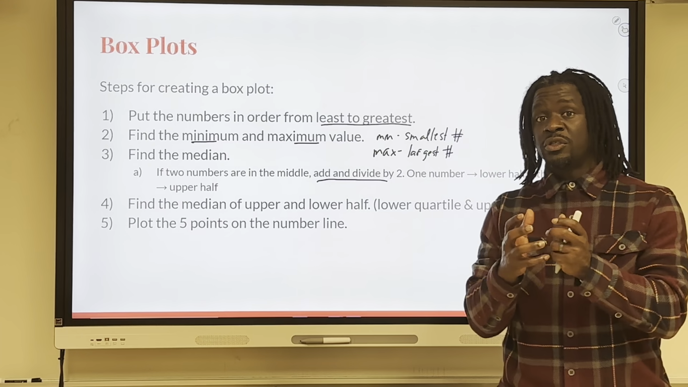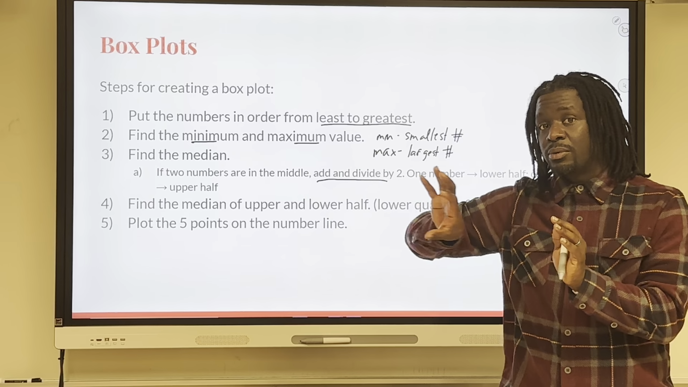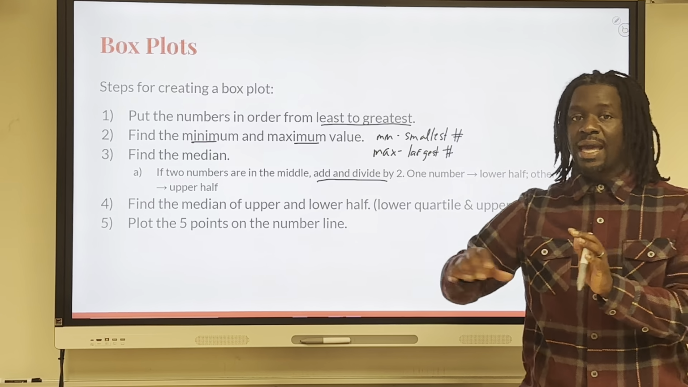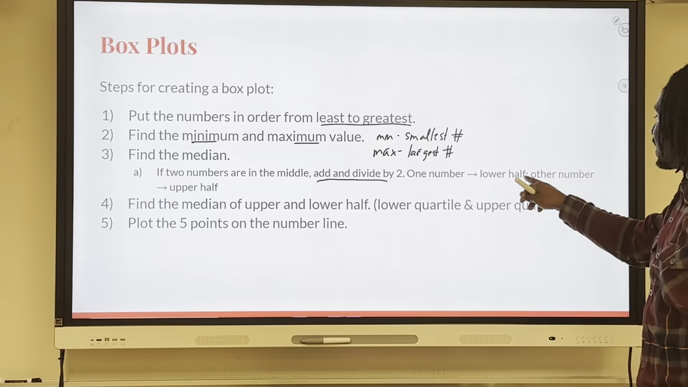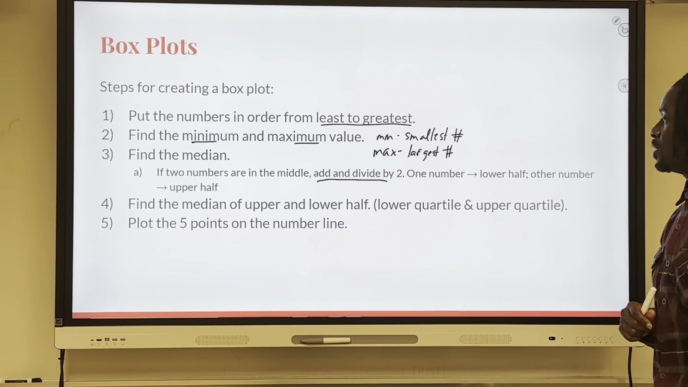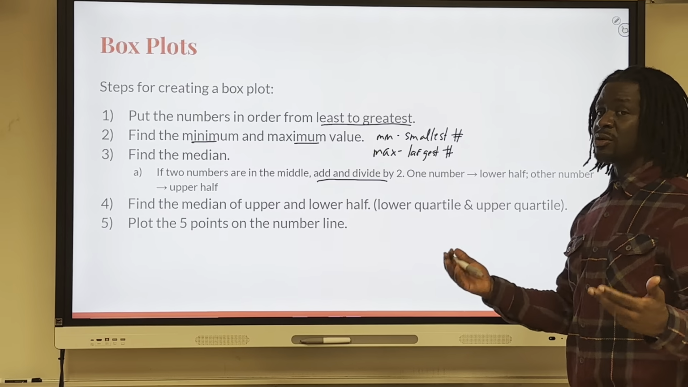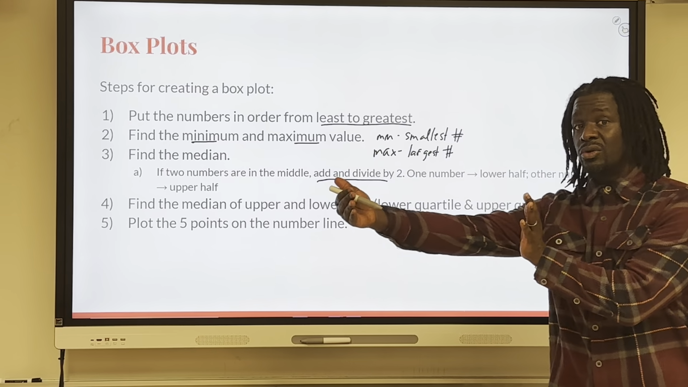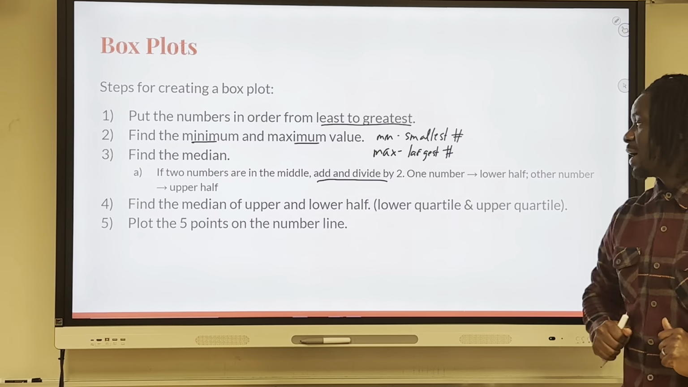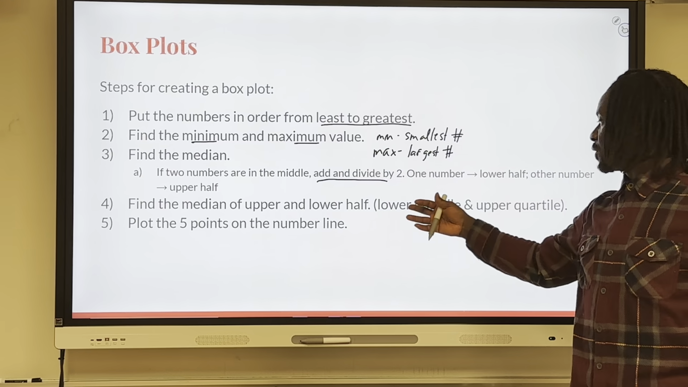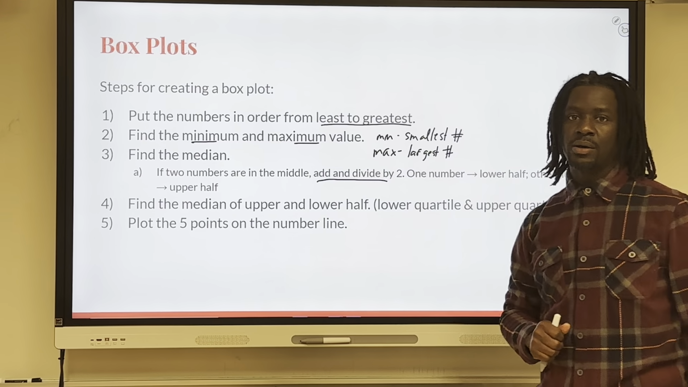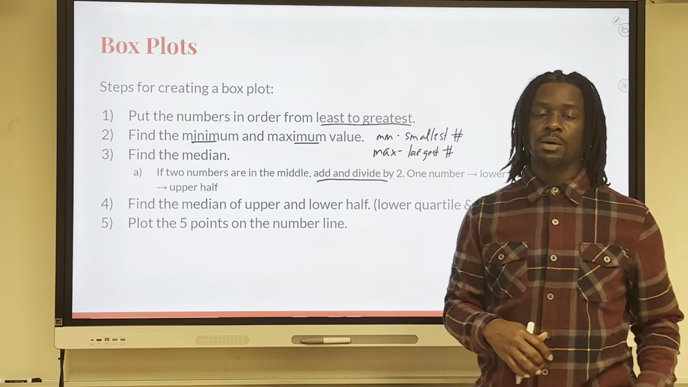Now, when you have two numbers, one number is going to end up going with the lower half. The other number is going to go with the upper half, okay? So you need to make note of that. And then what you got to do is find the median of the lower half and then the median of the upper half, okay? The name of that is the lower quartile and the upper quartile. And then you just plot the points on the number line, okay?